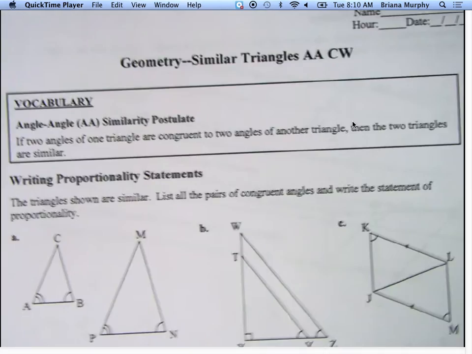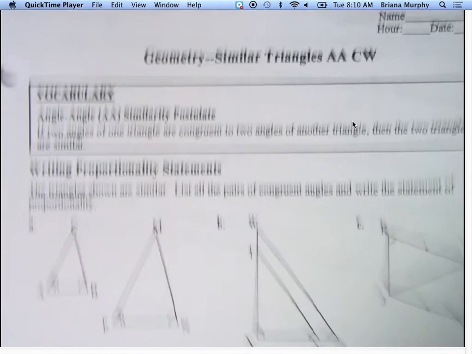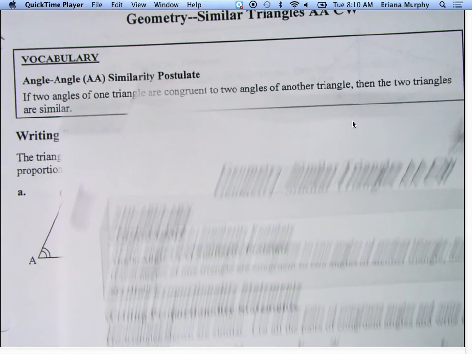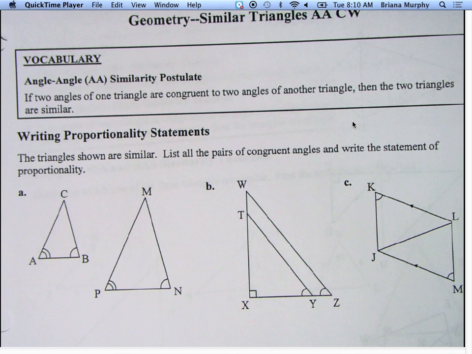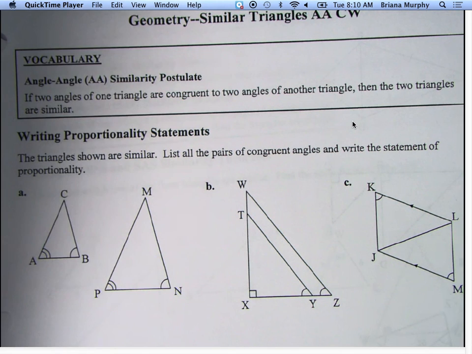Goodbye. Miss Murphy. For number 2, when it says MN over PQ, that means these line segments are proportional.